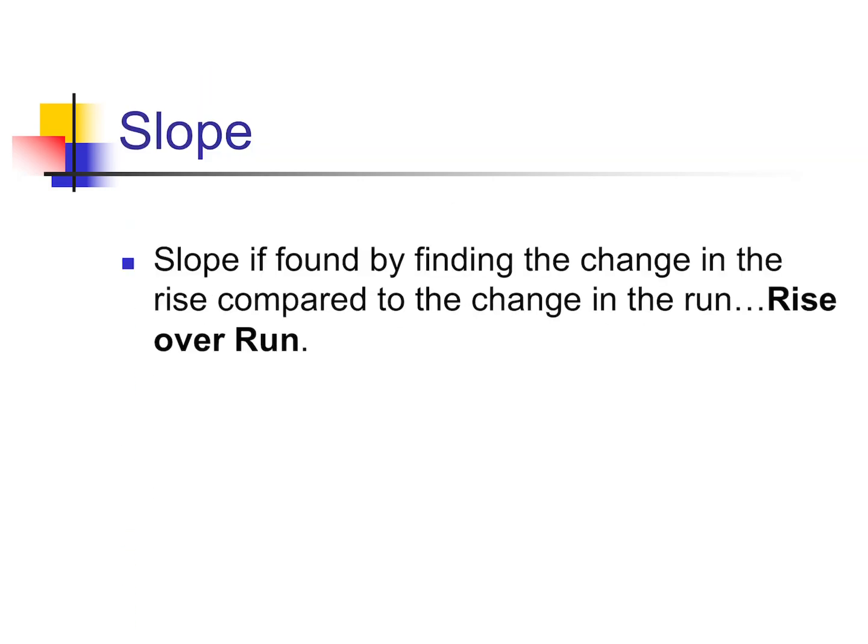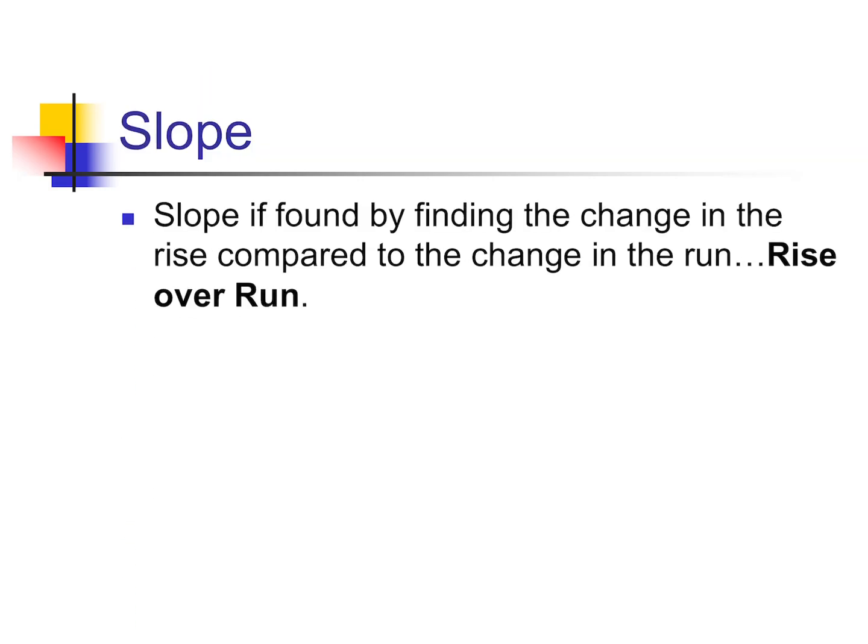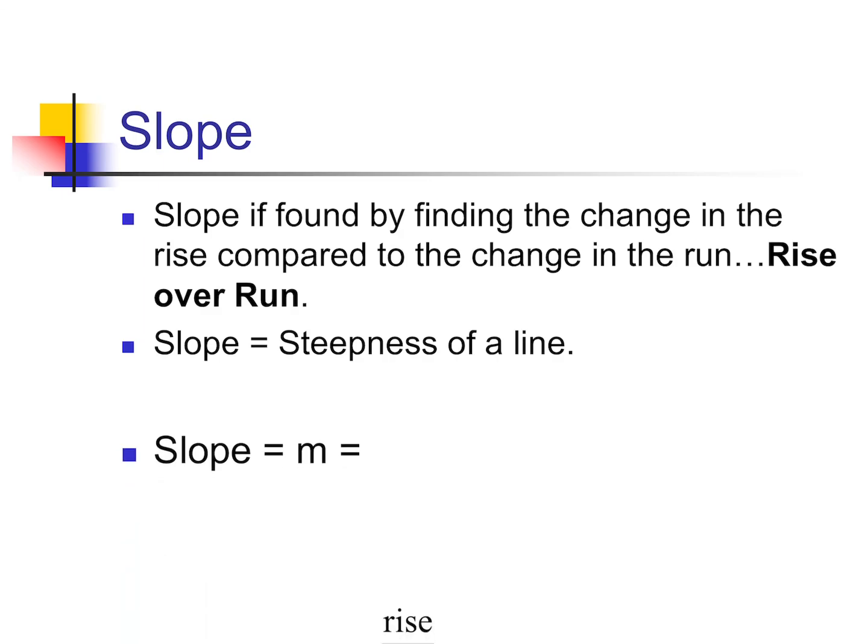So when we're talking about slope, some things that we need to know, it's found by finding the change in rise compared to the run. So you might think about it as rise over run is how you've heard it before. So some other ways, it's the steepness of a line is another way to think about it. Another way is just rise over run. So think about how many up and over it goes. And also notice that slope is with the letter M whenever we are talking about slope.